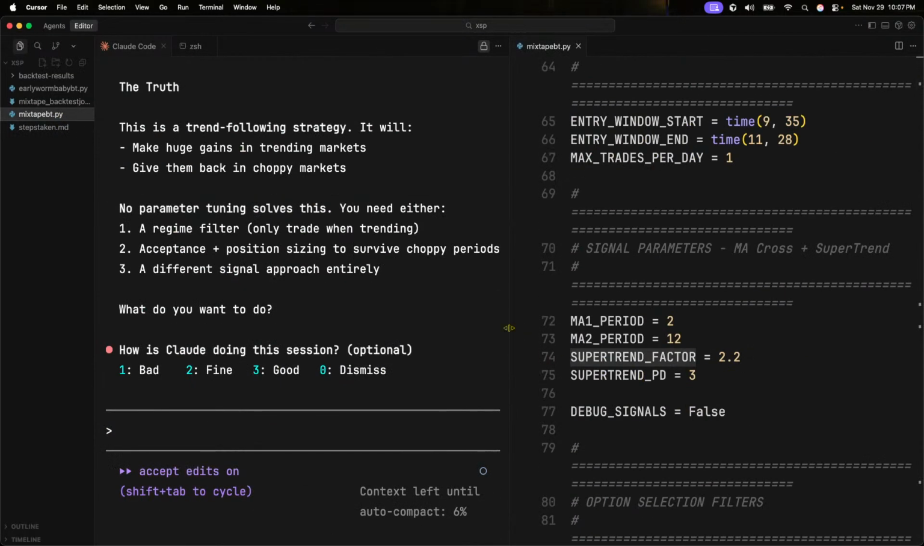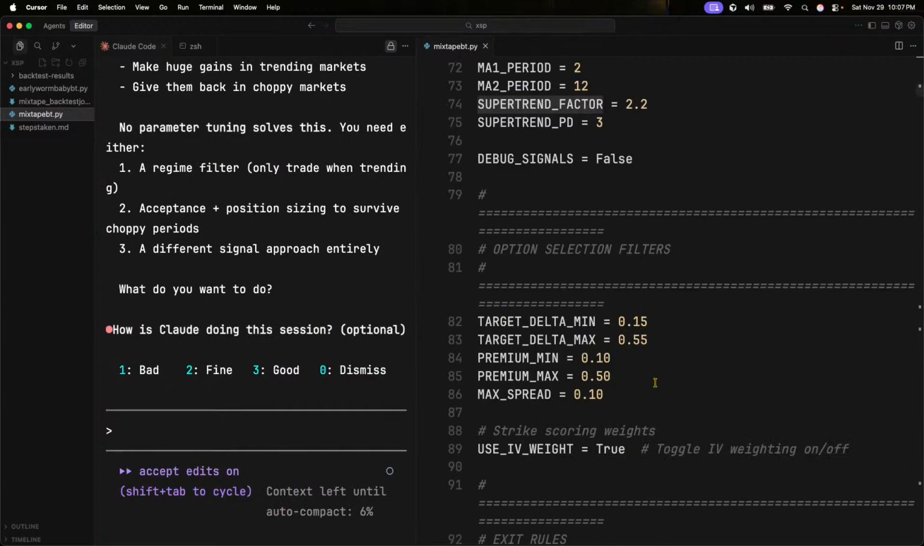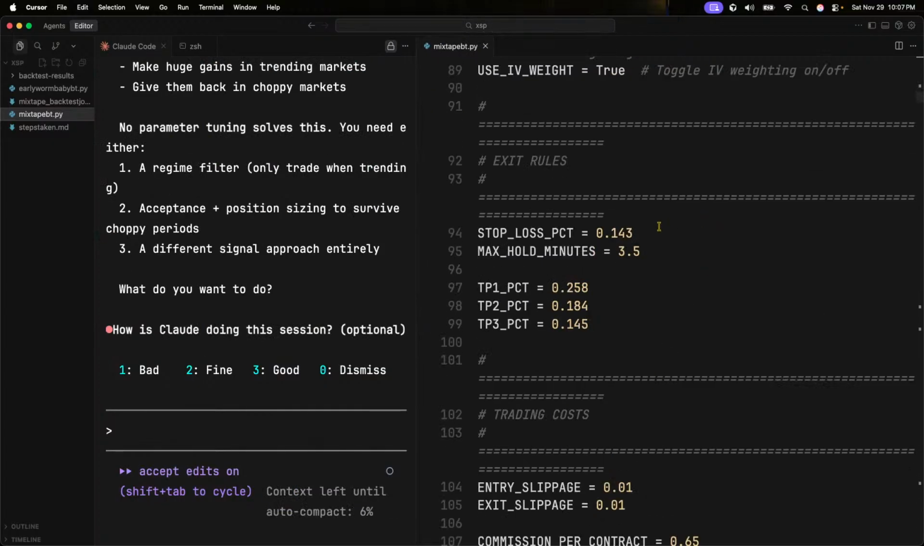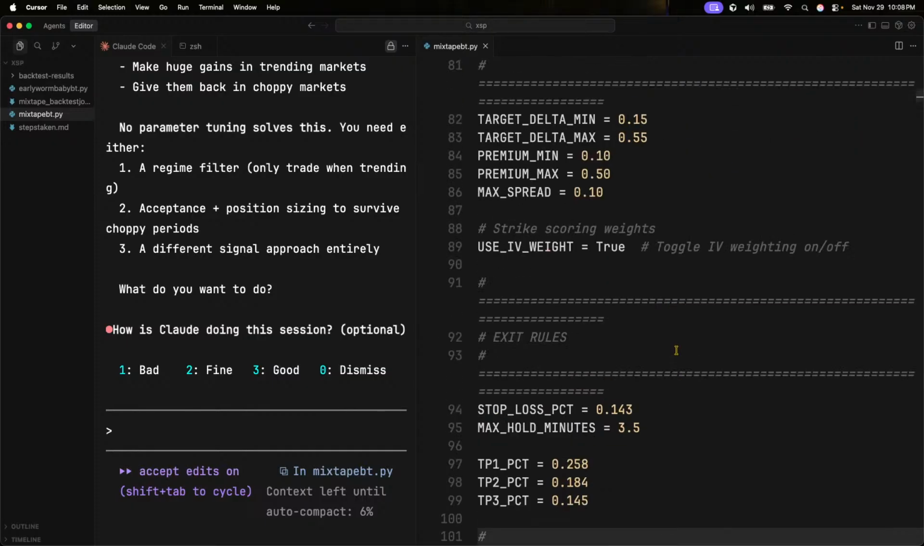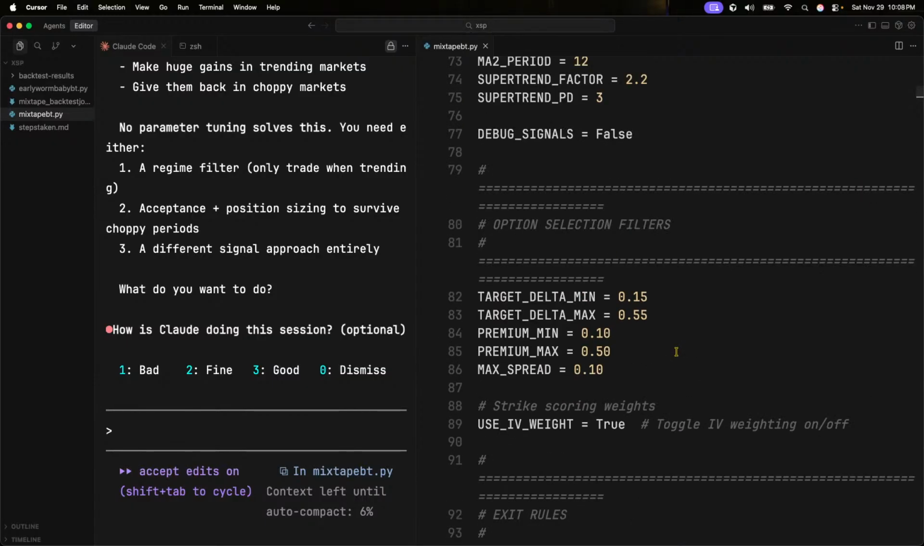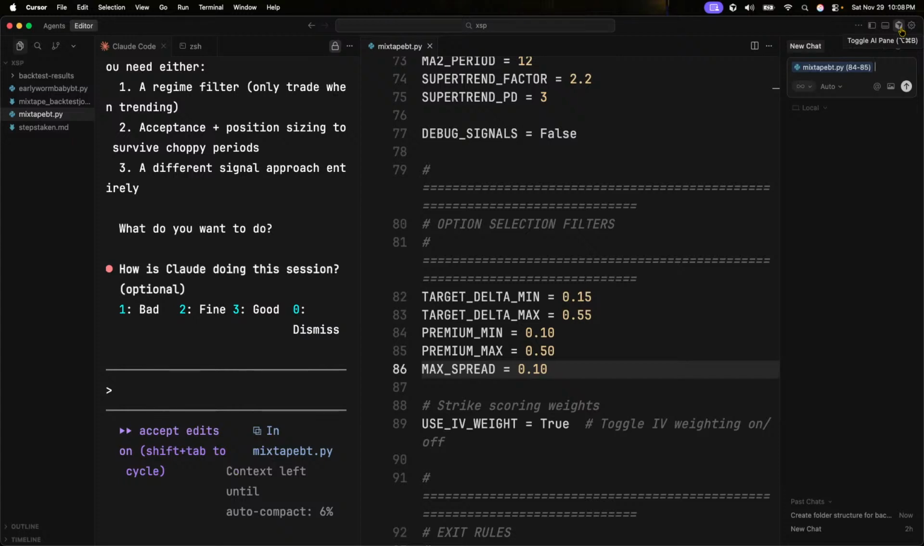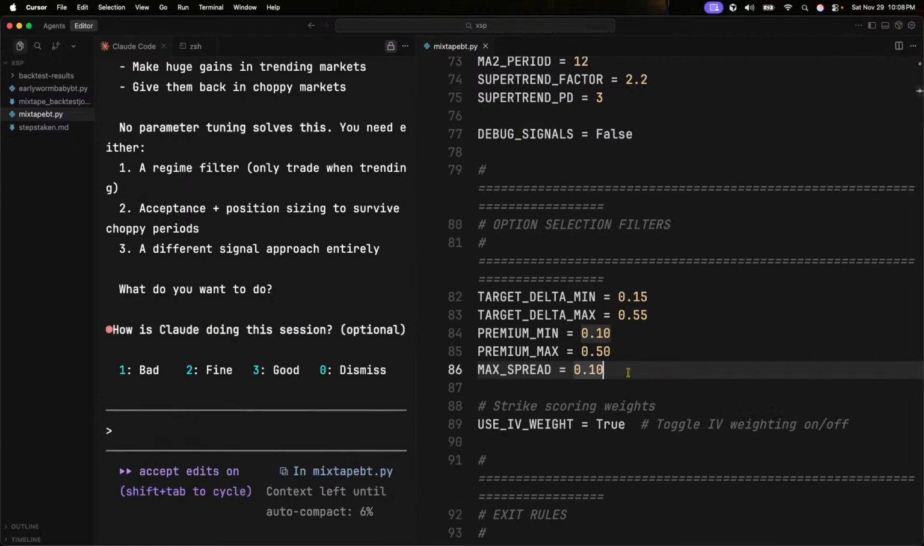All right, so here's what I'm thinking. Let me know what you think. I want to drop this stop loss from 14 to 12. I'll keep the maximum hold time at 3.5. That's fine, I have no qualms with that. What I want to adjust now, something keeps poking me back over here.